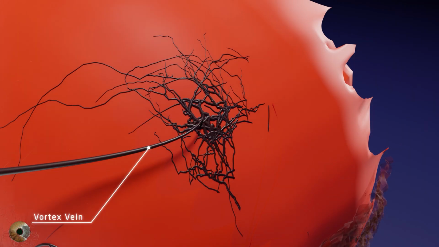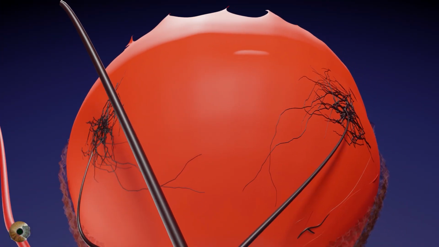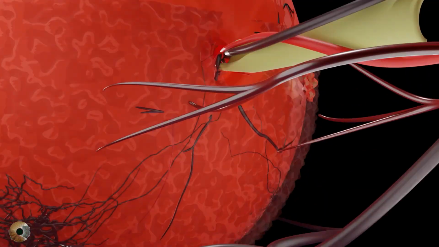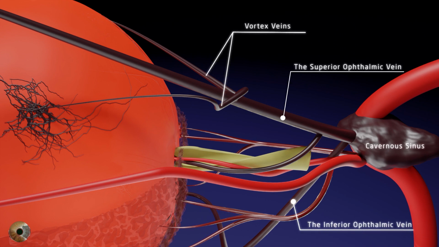The vortex veins are the main drainage system of the choroid. There are typically 4 to 6 vortex veins located in the equatorial region of the globe, with at least one vortex vein in each quadrant. Each vortex vein drains a quadrant of the choroid, ciliary body, and peripheral retina. They exit the eye by piercing the sclera obliquely posterior to the equator. The superior vortex veins drain into the superior ophthalmic vein. The inferior vortex veins drain into the inferior ophthalmic vein.